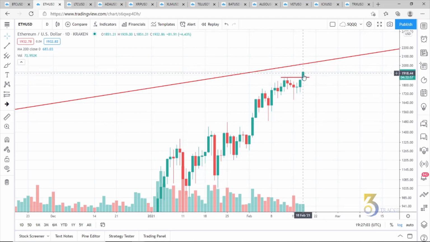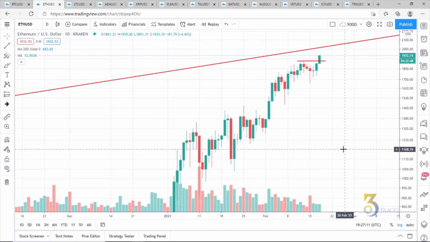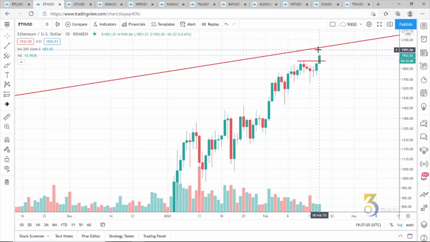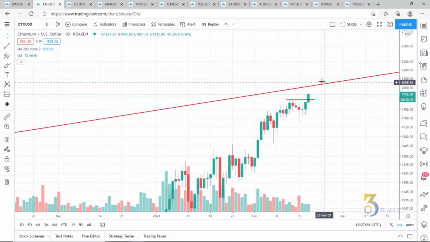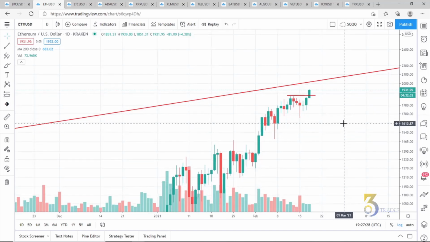Ethereum has yet to test it. It will test this line at about 2K. I told you way back here that 2K was the target. How did I know that 2K was the target? I told you that because I already had drawn this long-term trend line. This is where we're going to probably find some resistance. Eventually it will smash it, probably come back and test it as support before doing a real bull run.